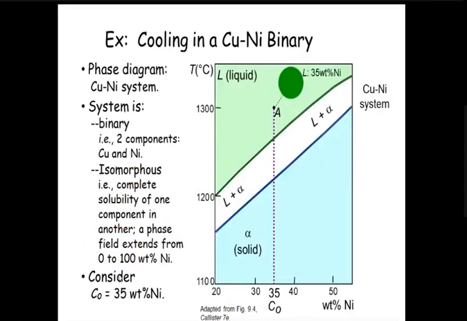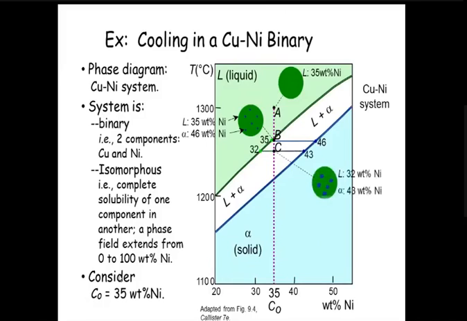Now, cooling in a copper-nickel binary system, this time in the equilibrium way. Let us understand what exactly happens. Initially we have liquid of 35 weight percent nickel. If you cool it slowly, then at point B the liquid has 35 weight percent nickel, but we also have solid having a composition of 46 weight percent nickel. Then at point C, 32 weight percent nickel is the liquid composition and 43 weight percent nickel is the solid composition.